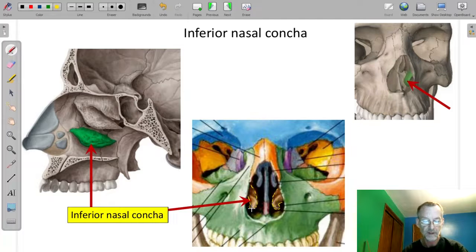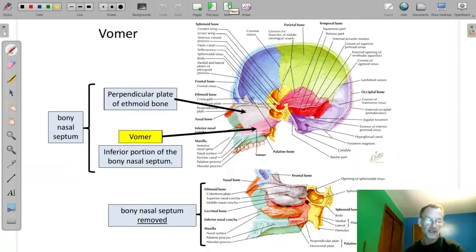Okay? That's one view, or a couple of views of the inferior nasal concha. And on to the vomer. Forms the inferior portion of the bony nasal septum.